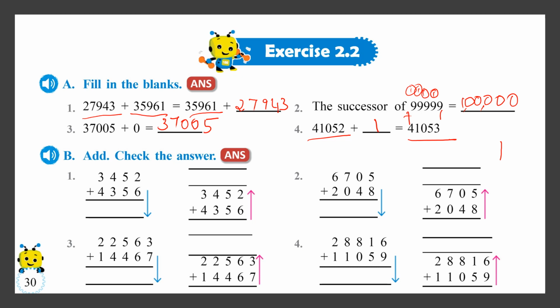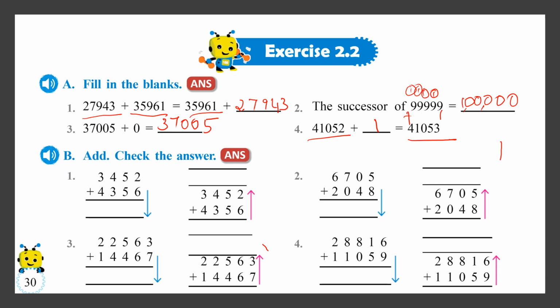Next question is add and check the answer. We know how to check the answer. First you have to add in one order, from top to bottom. Then when you check the answer the other way, you have to add in reverse order. So let me add and check the answer for the first sum.